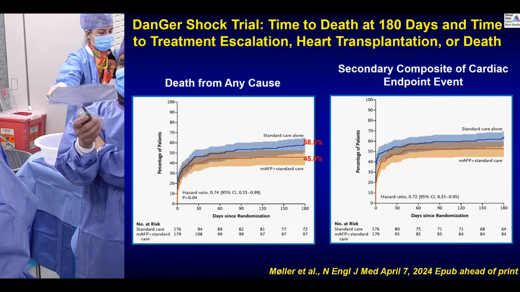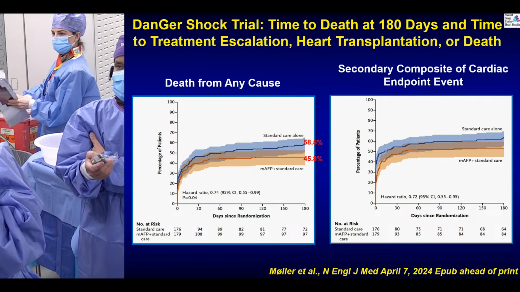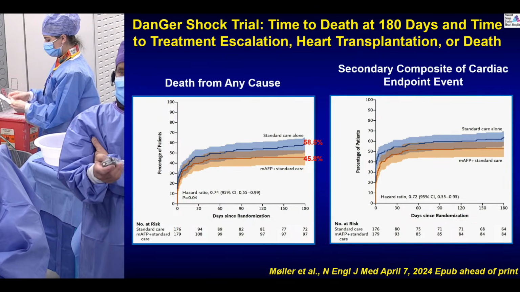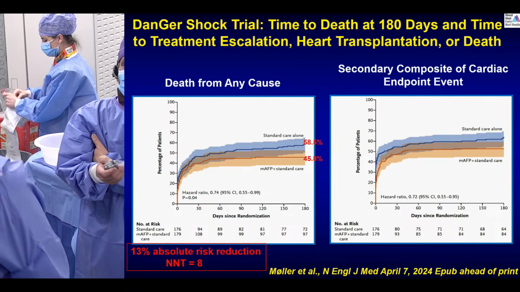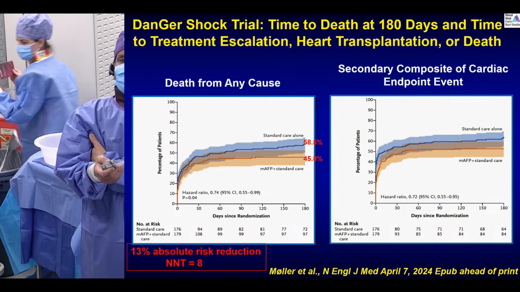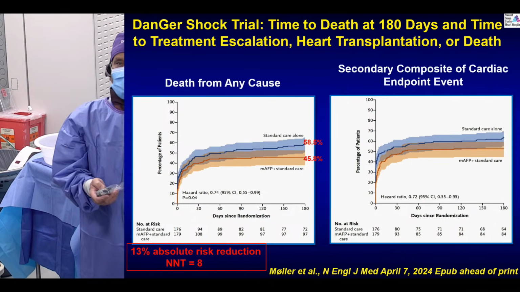Composite endpoints on the right side, in addition to just the death, were clearly also decreased in the microaxial flow pump plus the standard care. So this basically is a 30% absolute risk reduction. Number needed to treat: 8 patients to save 1 life.